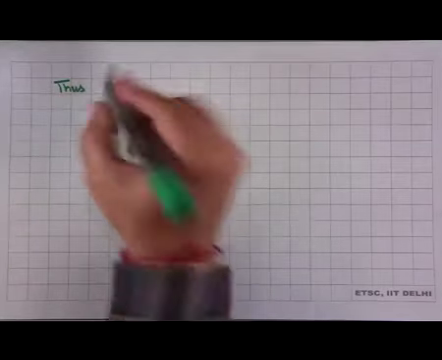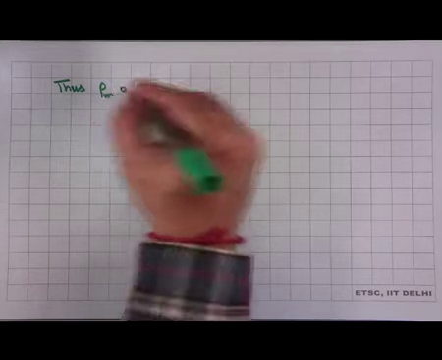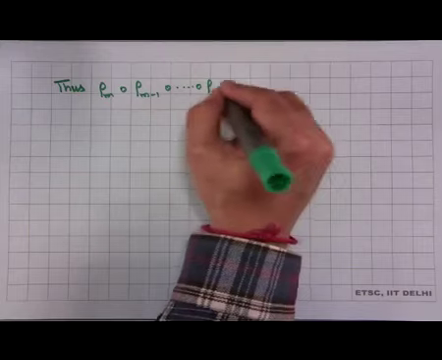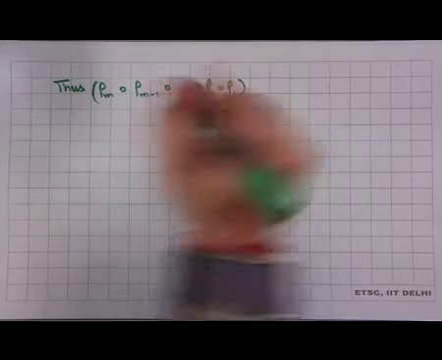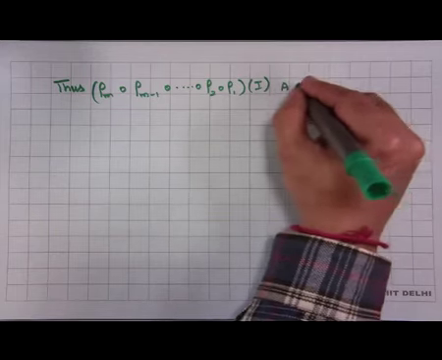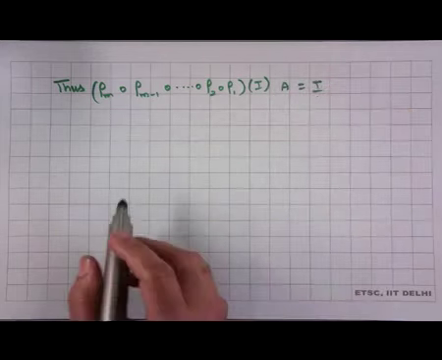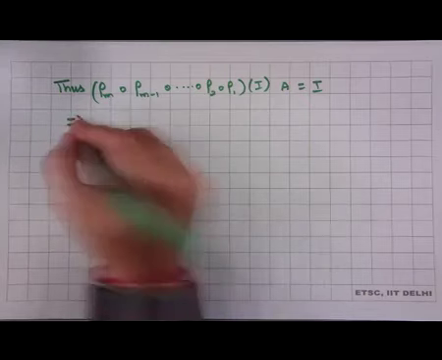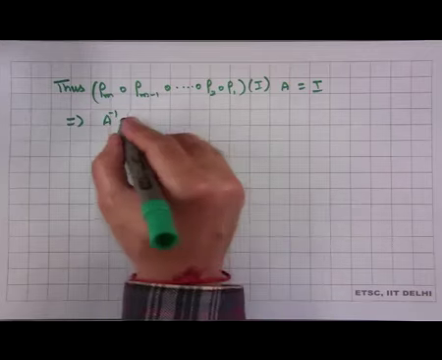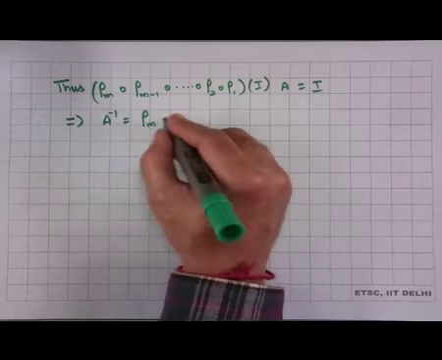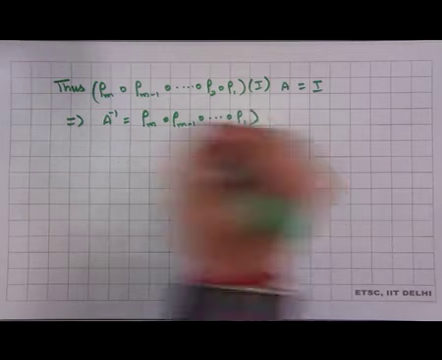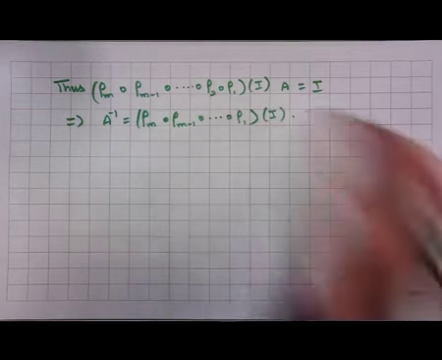So, thus row m composed with row m minus 1 up to row 2 composed with row 1. When you apply this on the identity and multiply it with the matrix A, what you obtain is the identity matrix. So, this will imply that the inverse of the matrix A is row m composed with row m minus 1, up to row 1 applied on identity is the inverse.